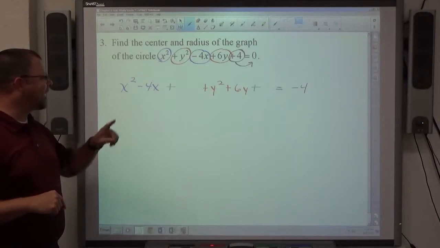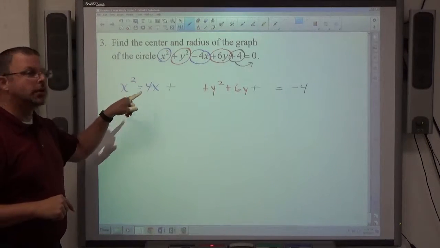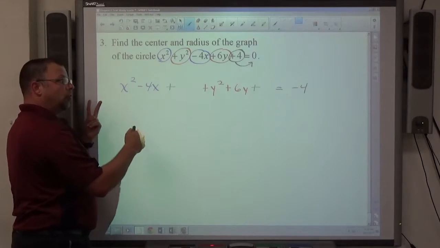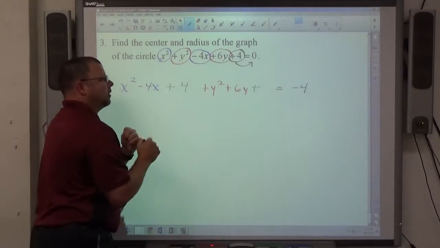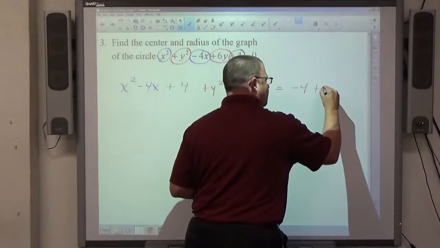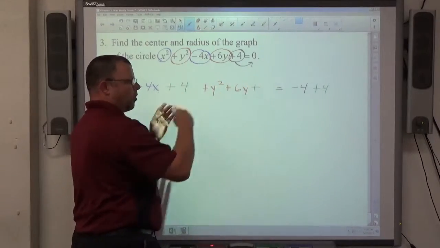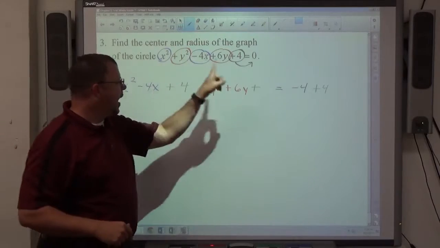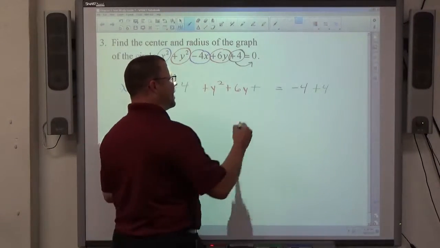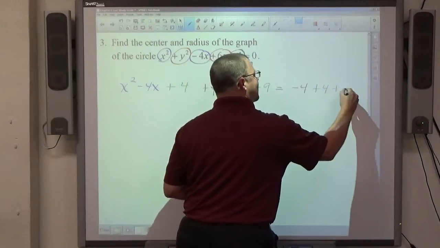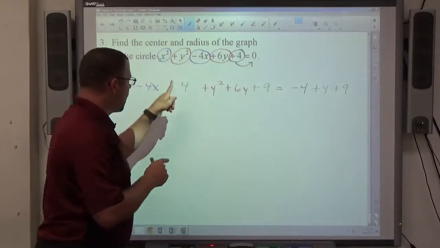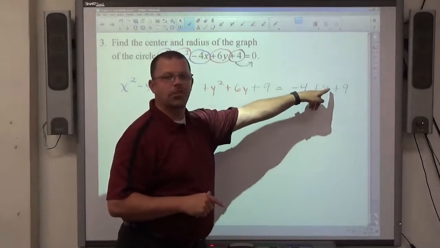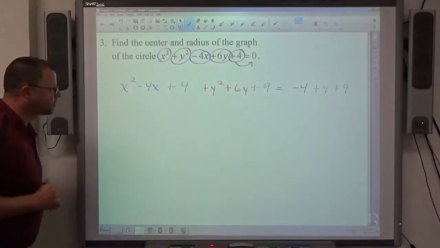The magic number is exactly half the linear term squared. So half of 4 is 2, 2 squared is 4, so plus 4, plus 4. Add 4 on the left, add 4 on the right. I haven't changed the overall value of the equation. Everything is still legal. Half of 6 is 3, 3 squared is 9, so plus 9 here, plus 9 here. Modifications to the left have to match modifications to the right. You have to do both.